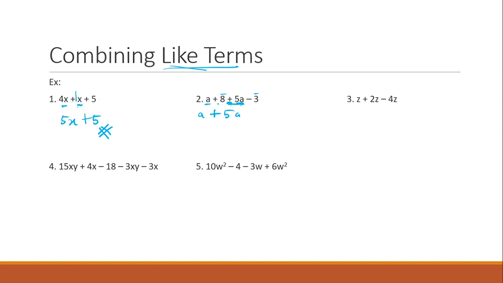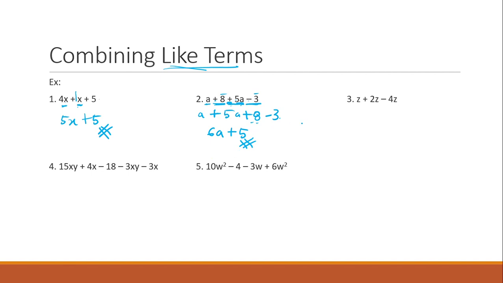And for a, we know in front of a is plus. For number 8, the operation is plus, so we put plus 8. And for 3, we have negative here, so the operation for 3 is negative, so we put negative 3. So a plus 5a would mean 6a, and then 8 minus 3, we get 5. Since 5 is positive, that would mean 6a plus 5. So that is the answer.